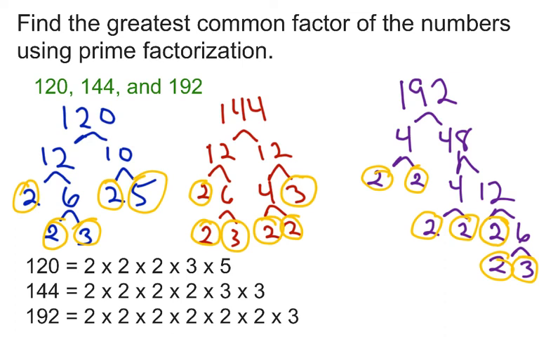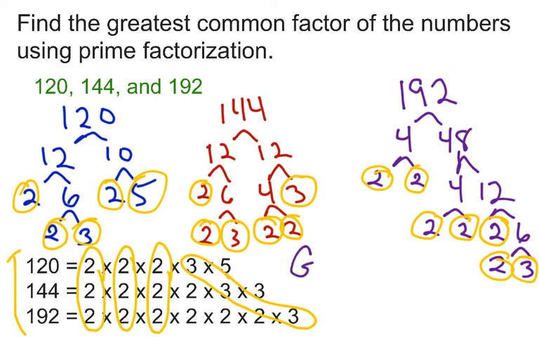So I have 120, 144, and 192 all factored for you here. So now I'm going to look for common factors again between all three numbers. So I have a set of 2's, another set of 2's, a third set of 2's, and lastly I have one set of 3. So my common factors is 2 to the third power, or 2 times 2 times 2, times 3.